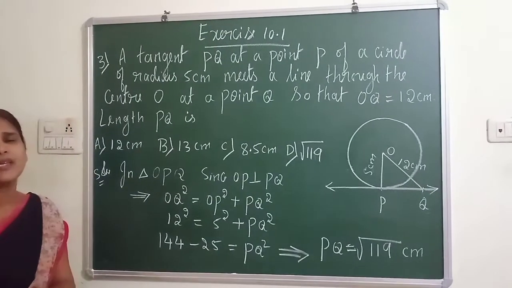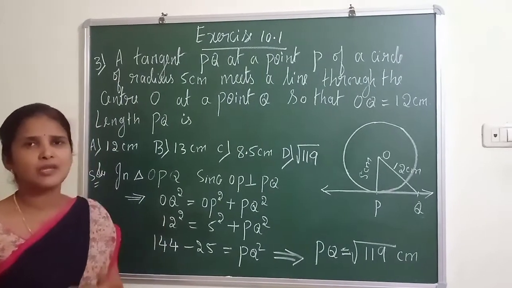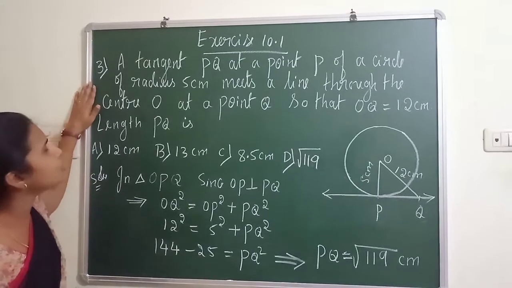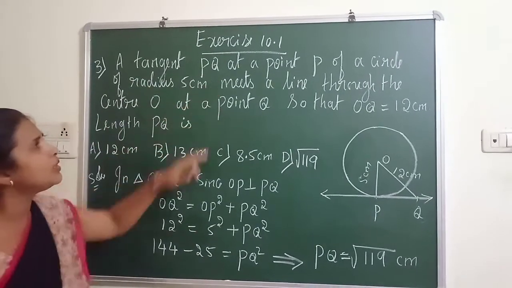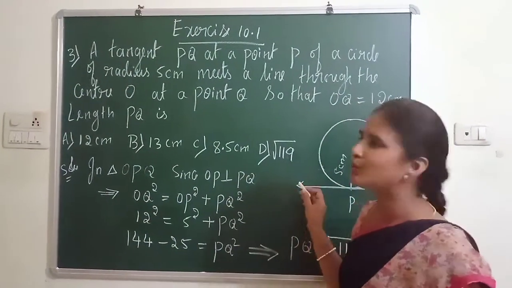Let us continue the exercise 10.1. In the previous class, I completed the first and second questions. Now let us continue with the third question. So what does the third question say? A tangent PQ at a point P. So look at the circle and try to understand the question.